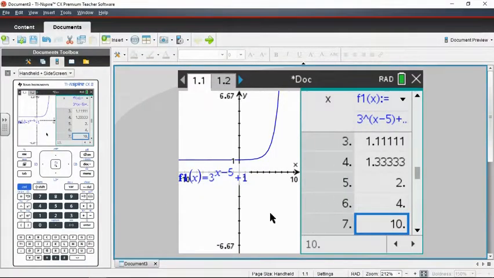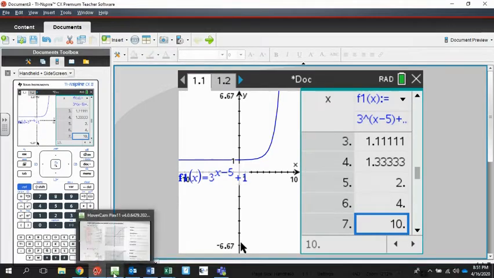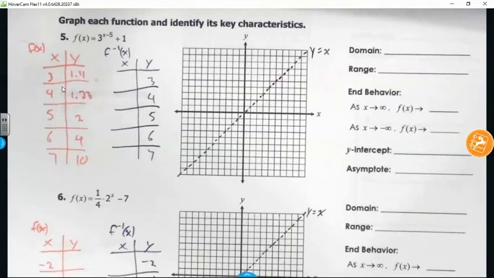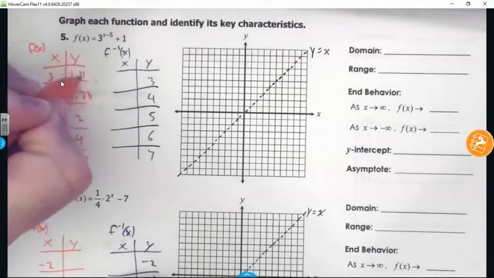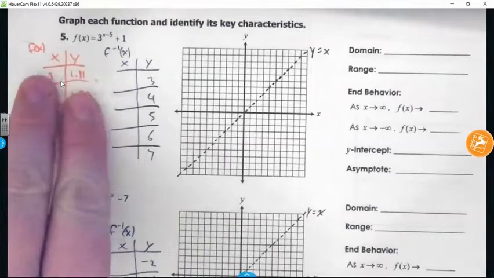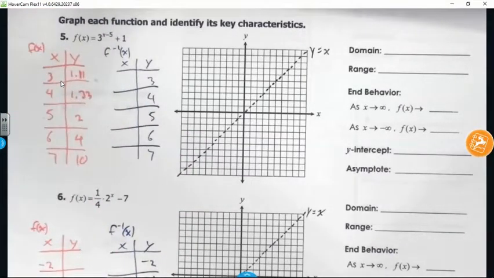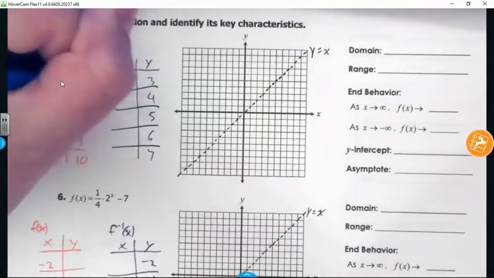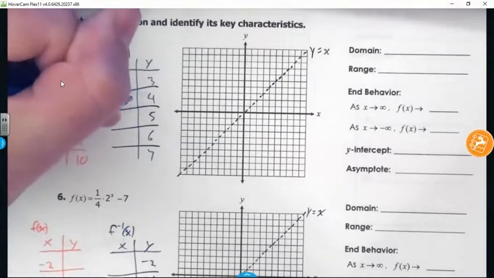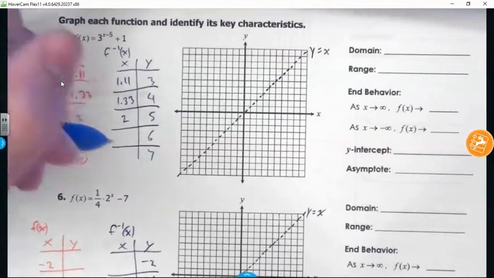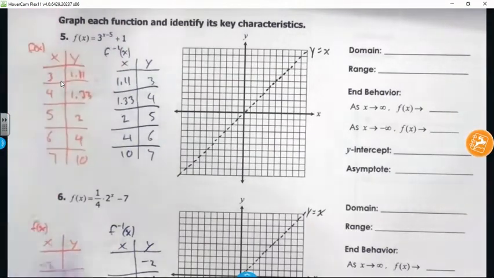So I have 3, 1.11, 4, 1.33, 5, 2, 6, 4, and 7, 10 for my x and y values. So what I'm going to do is take those x and y values and flip their locations. Just take them and flippity flop them. So from here, it's going to give me 1.11, 3, 1.33, 4, 2, 5, 4, 6, and 10, 7.